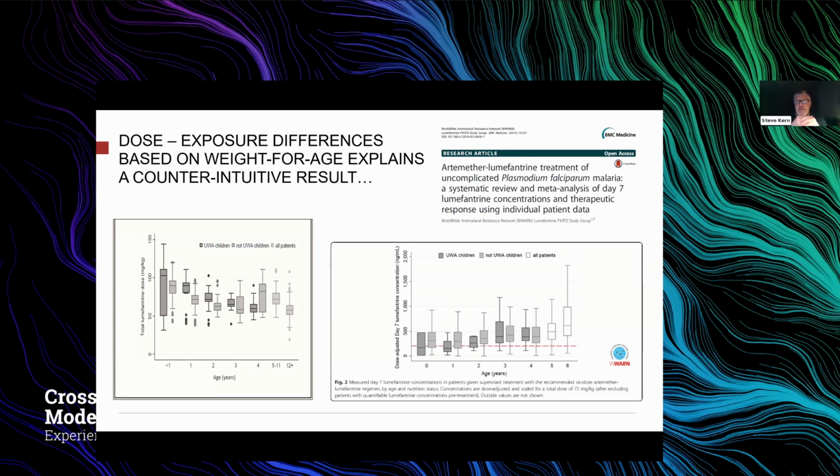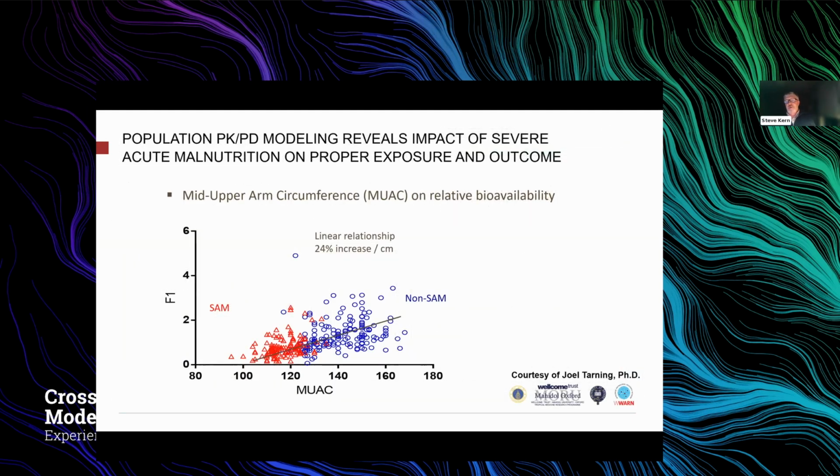And one of the reasons to understand that was to look at this curve at the right, where in fact, regardless of the fact that they're getting a larger dose compared to their normal weight or not underweight cohort, they're actually producing a lower concentration for that larger dose. So that's an interesting and counterintuitive result, that I'm giving a larger per kilogram dose, but getting a lower overall concentration in the body as a result. And why is that? Well, it's one of the unique aspects of children who are malnourished.